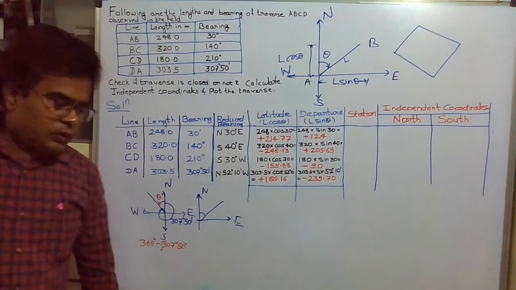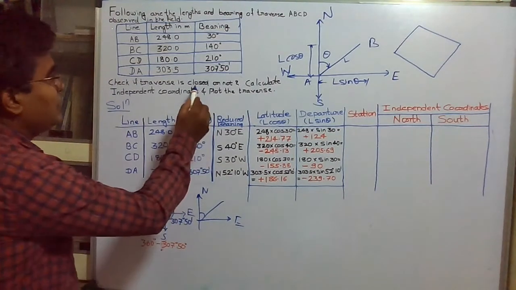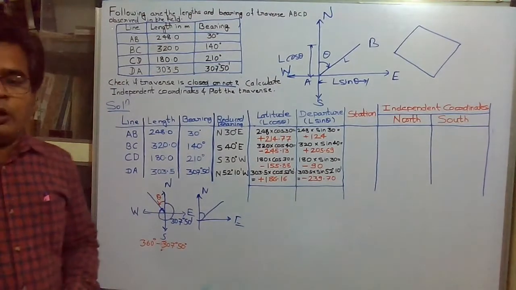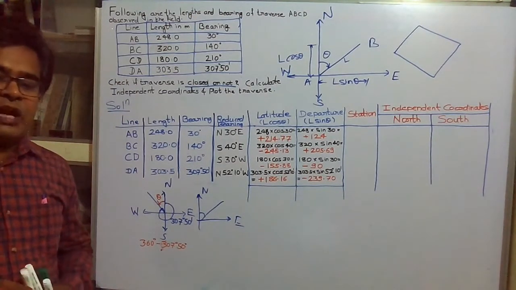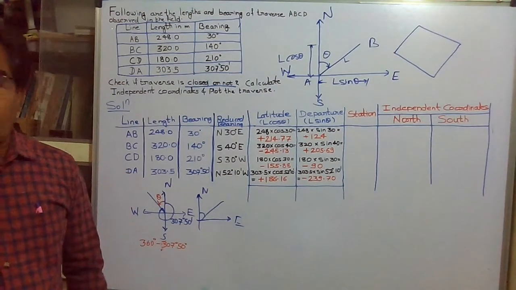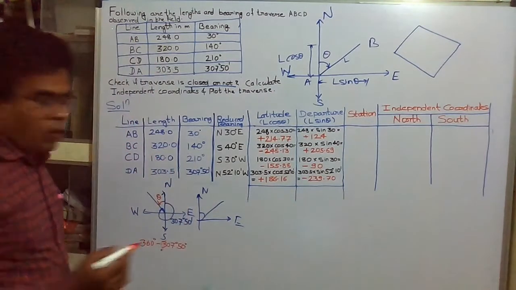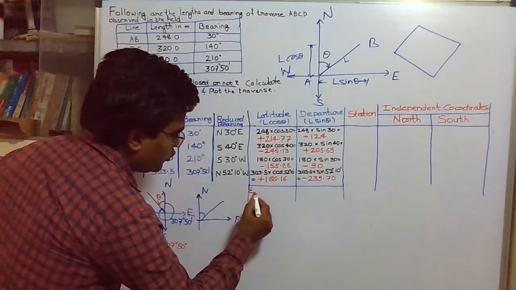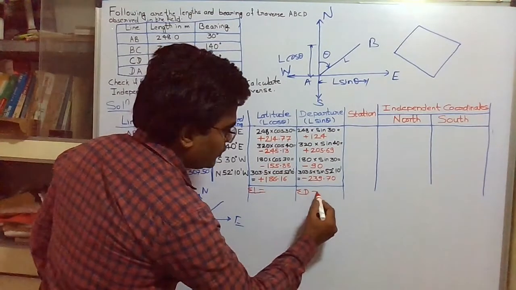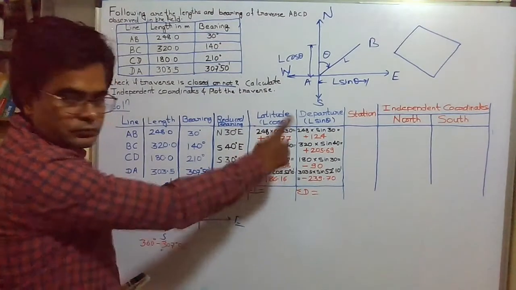Okay, now next we have to check if the traverse is closed or not. In the last lecture I told you the condition for checking whether the traverse is closed or not: the summation of latitude should be 0 and the summation of departure should be equal to 0. Just sum up all this.